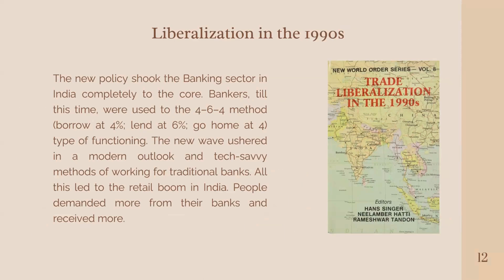The new liberalization policy, introduced in the 1990s, had a dramatic and transformative effect on the Indian banking sector. Before this shift, banking professionals typically operated under what was commonly referred to as the 4 to 6 and 6 to 4 methods, meaning they would borrow at 4% interest, lend at 6%, and go home by 4 p.m. This phrase symbolized a rigid, low risk, and uncompetitive style of banking.